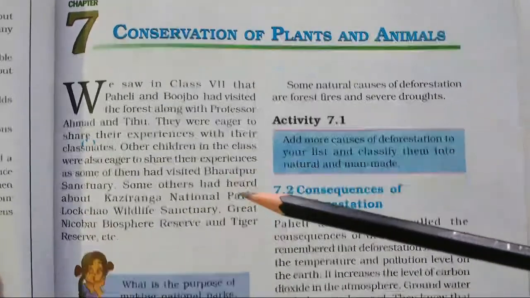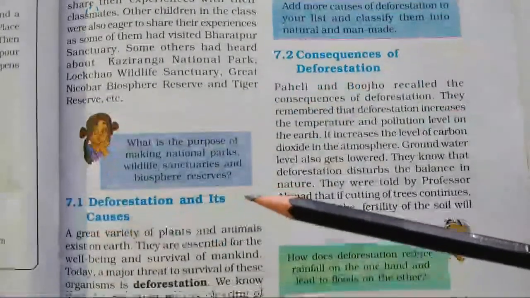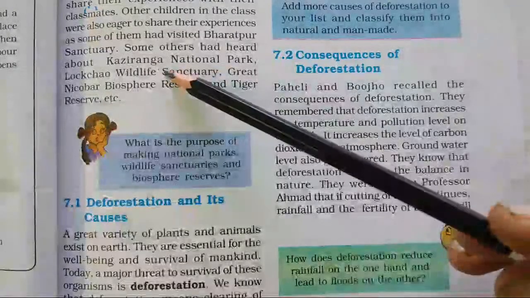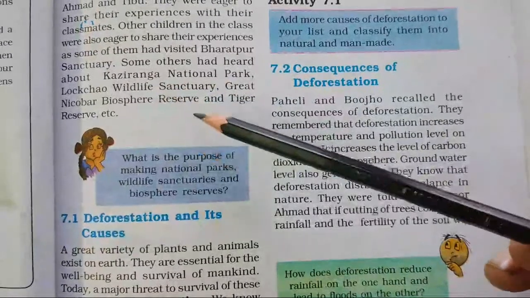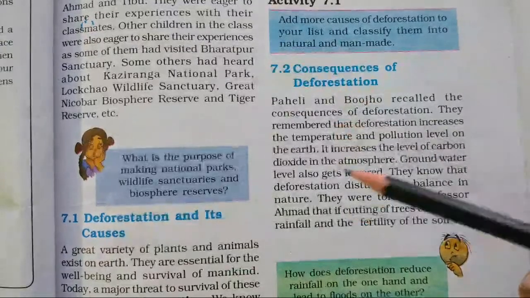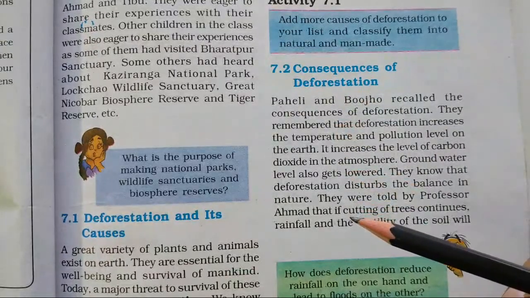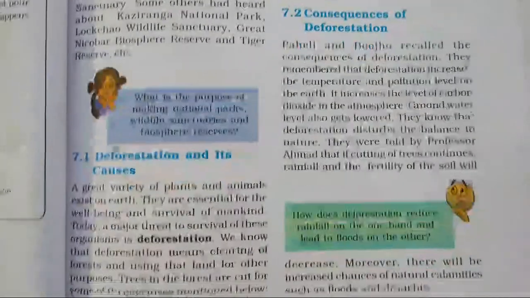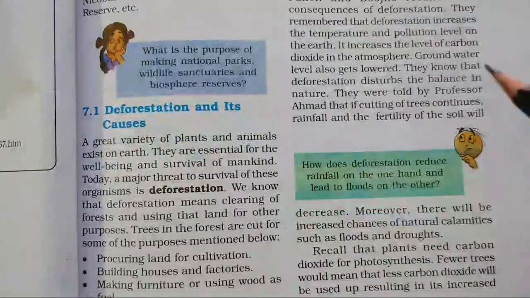So it is actually an explanation of a previous class topic, and there are some names mentioned here: national park and other biosphere reserves. So the topics which will be covered in this are deforestation as well as biosphere reserves and national parks. It starts with what is deforestation and its causes.